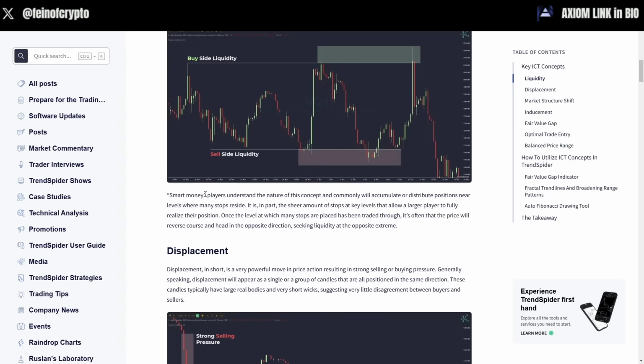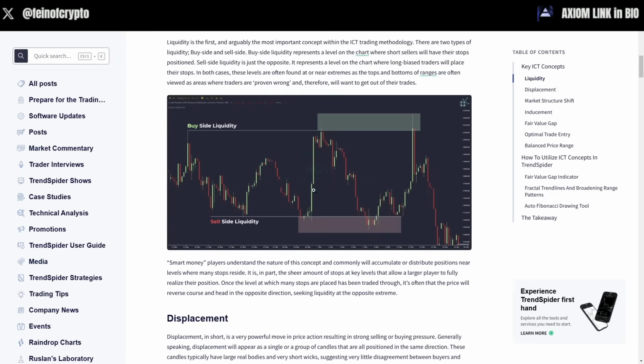Smart money, aka hedge funds, exchanges, market makers, understand this nature and will commonly accumulate or distribute positions near these levels where the stops reside. It is in part the sheer amount of stops at key levels that allows a larger player with more money to get in or out of trades. Once the level at which many stops are placed has been traded through, it's often that price will reverse course and head in the opposite direction, seeking liquidity at the opposite extreme.